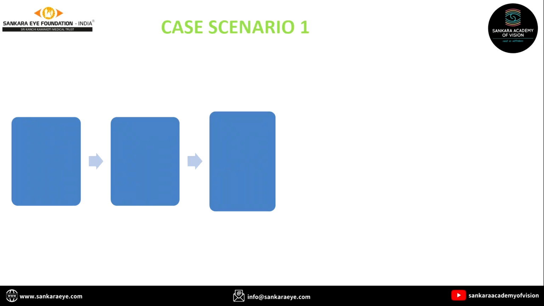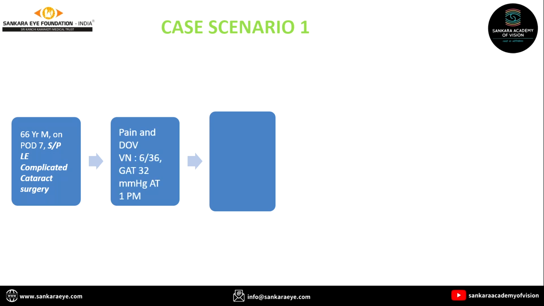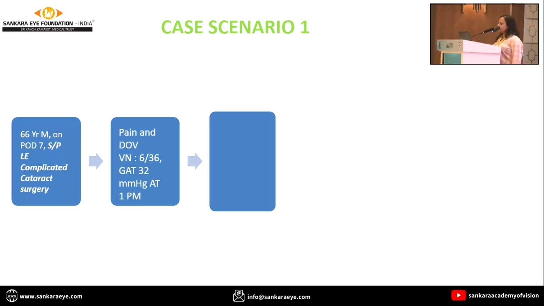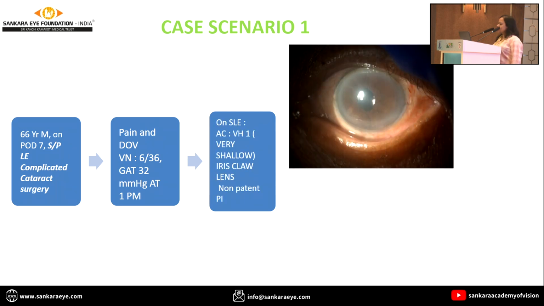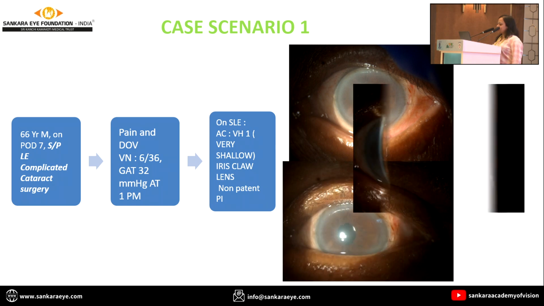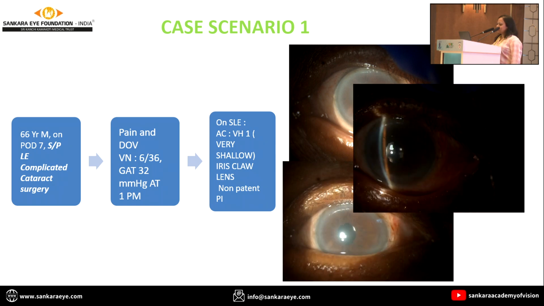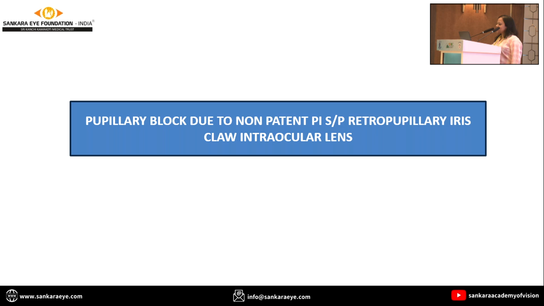Now I'm going to my first case scenario. A 66-year-old man, one week status post complicated cataract surgery, presented with pain and dimness of vision. Vision was 6/36, IOP was 32 millimeter of mercury. On slit lamp examination, AC was very shallow with iris clot and lens in situ with non-patent PI. This is the picture. So we diagnosed most probable pupillary block due to the non-patent PI.